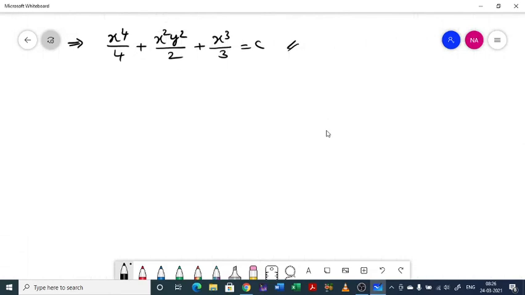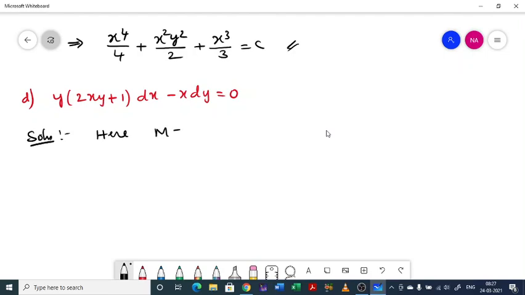So next, D. Solve y times (2xy plus 1) dx minus x into dy equal to 0. Solution. So here M equal to y times (2xy plus 1), that is M equal to 2xy square plus y, and N equal to minus x.